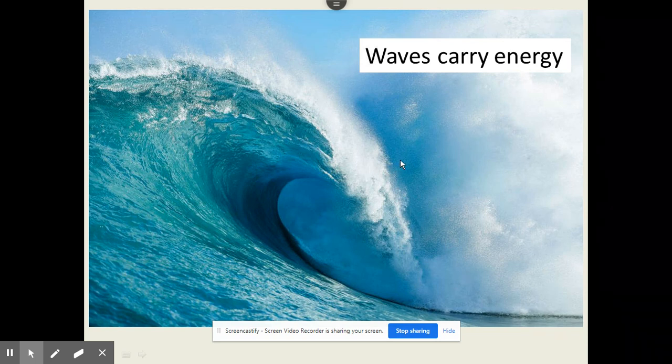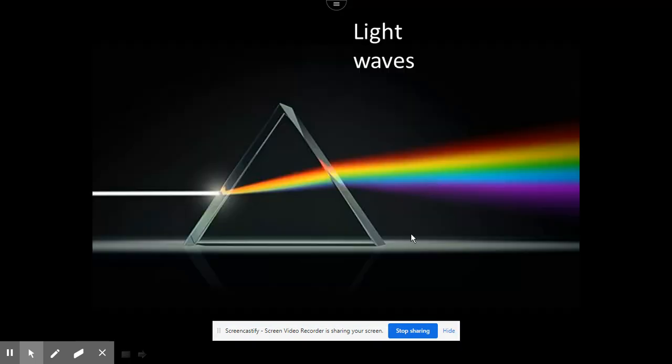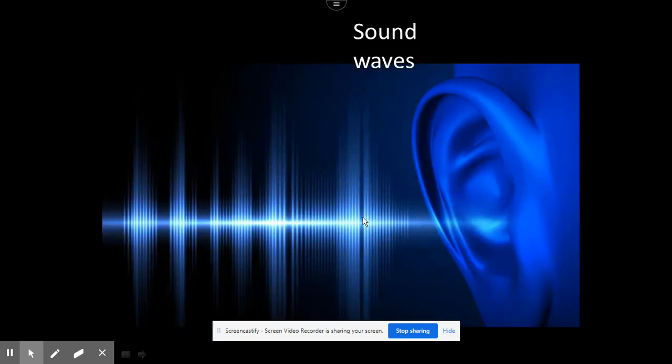Right, so let's just quickly recap on what waves do. Waves carry energy from one place to another. They carry that through vibrations. Okay, waves are very important. Two very important examples of waves: light waves, so light energy is carried through light waves, and sound energy is also carried through sound waves.